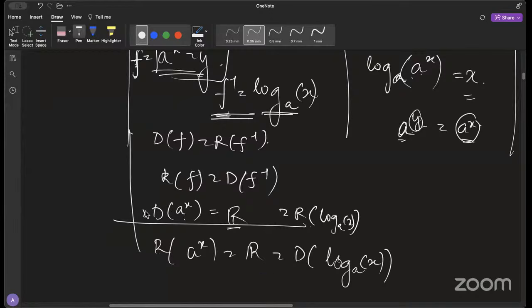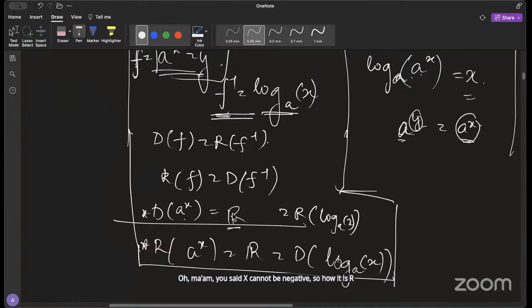Is this fine? Oh, ma'am, you said x cannot be negative, so how is it R? This is, what is the domain of a to the power x function, and why can x not be negative here?